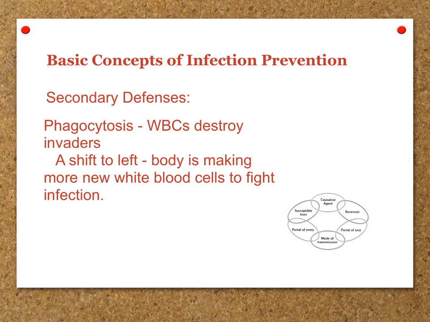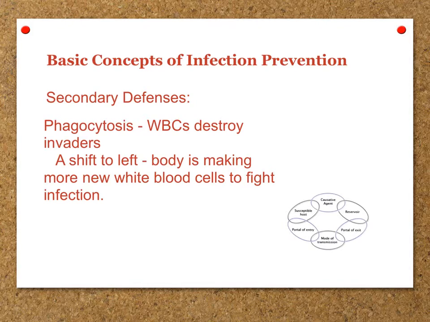A shift to the left just means, back in the day when we did this stuff on paper, the new white blood cells, the baby white blood cells, used to be in the left-hand column. So when people looked at the report and saw the higher numbers in the left-hand column, they knew that this was the body fighting infection. So that's what a shift to the left is. And like I said, if other instructors ask you about a shift to the right, they're just playing with you. They're probably just laughing to themselves the whole time.